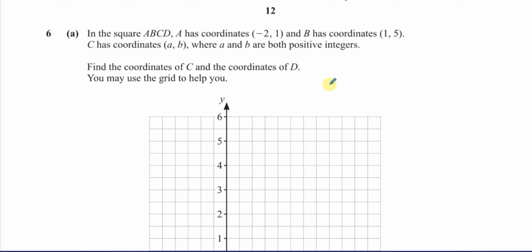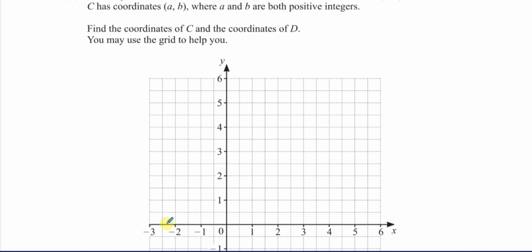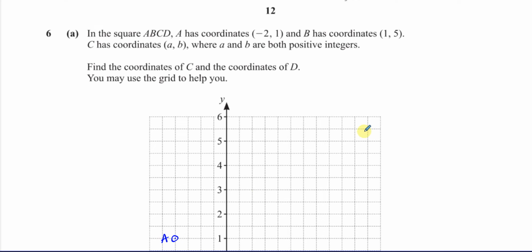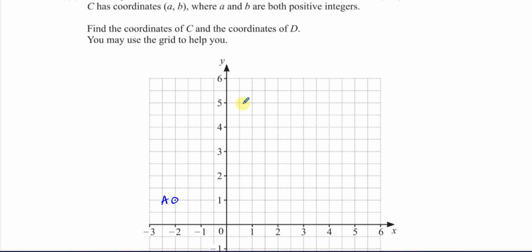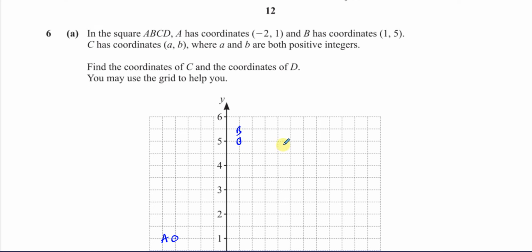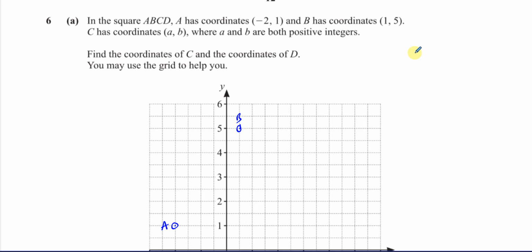Okay, so we have A, B, C, D. A has the coordinates -2, 1. So that's A. And B has the coordinates 1, 5. That's B. The grids are such that they're equal for both sides. It's a square A, B, C, D. When you have a square or any shape named in terms of these letters, they normally follow on from each other. So if you have A and B, then the next would be C, the next would be D, in that order. A, B, C, D.